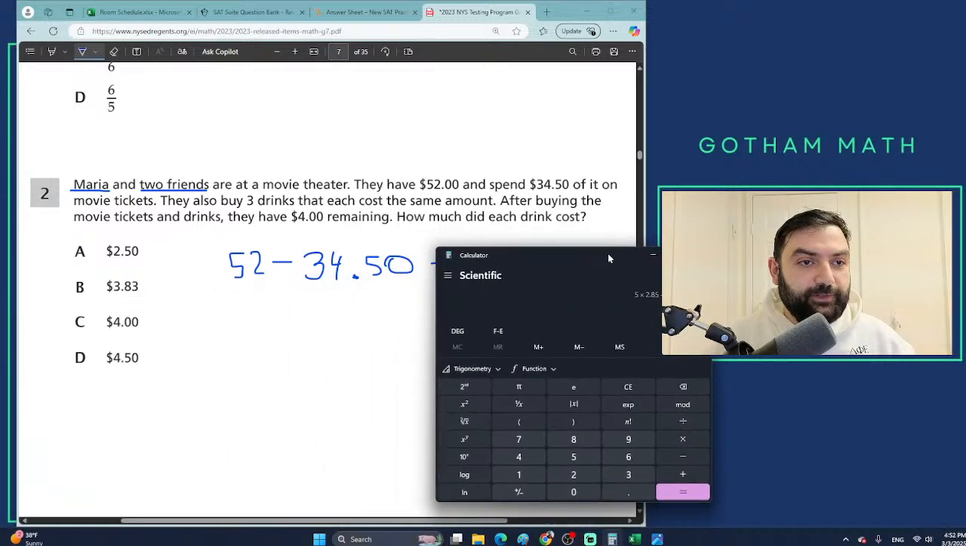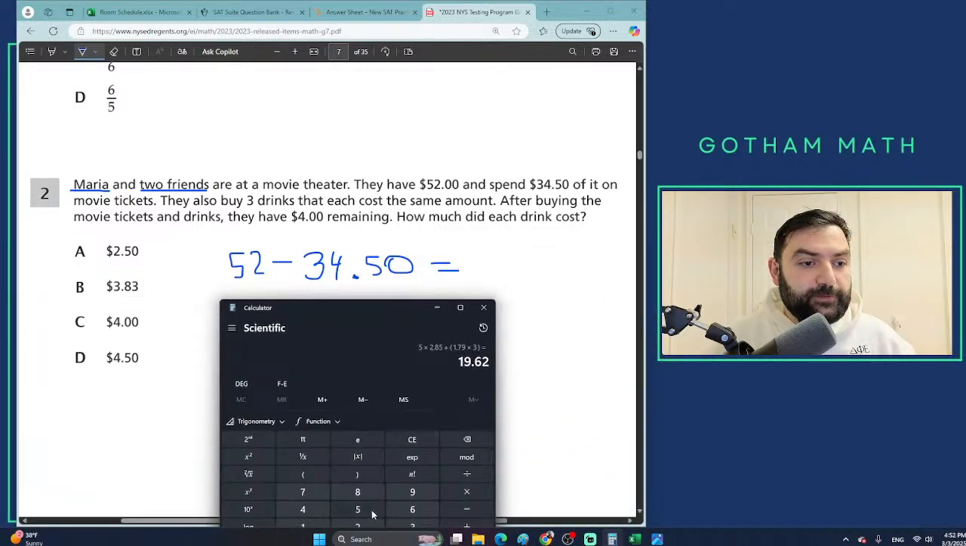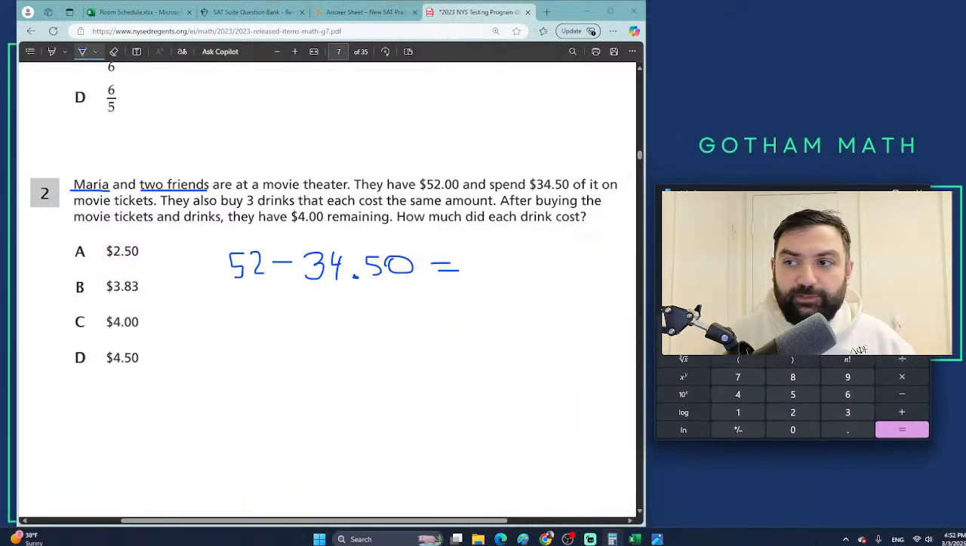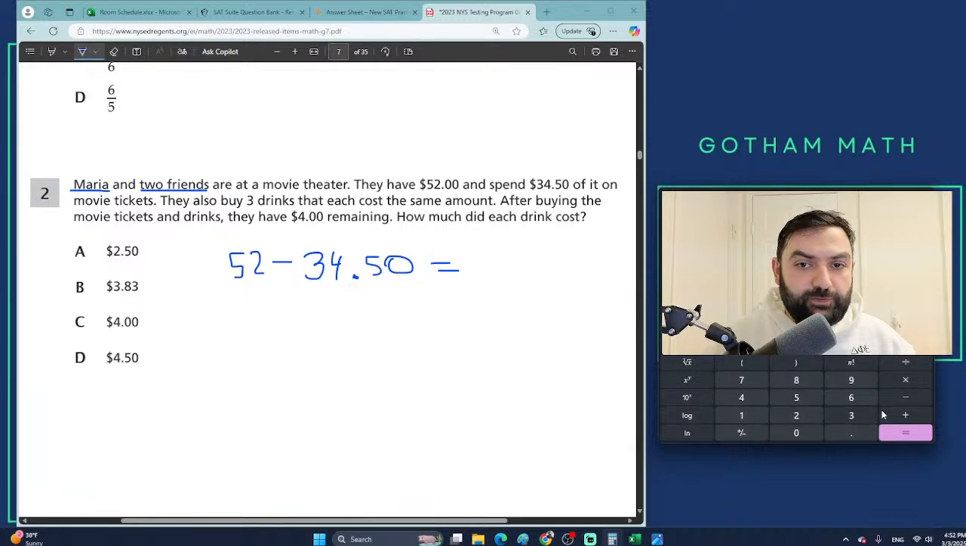So it's going to be, and don't take any risks. You're in 7th grade. You're allowed to use a calculator. So it's going to be, you know what, I'm going to count right over here. 52 minus 34.5, which is 17.50.